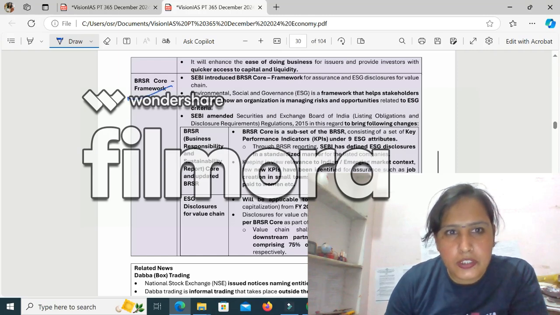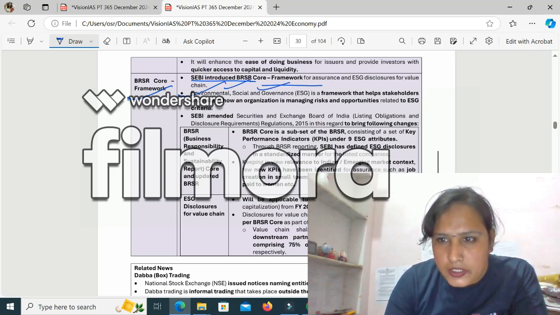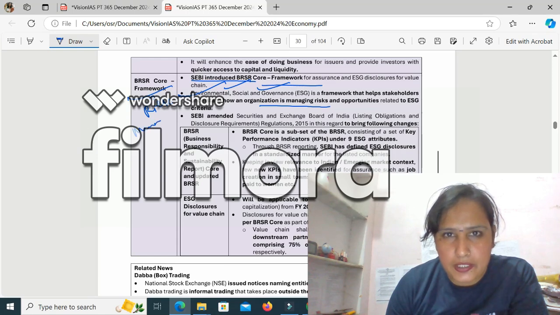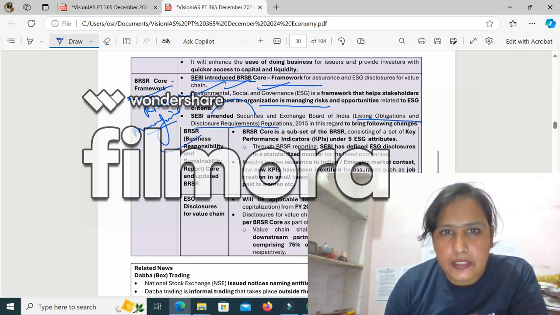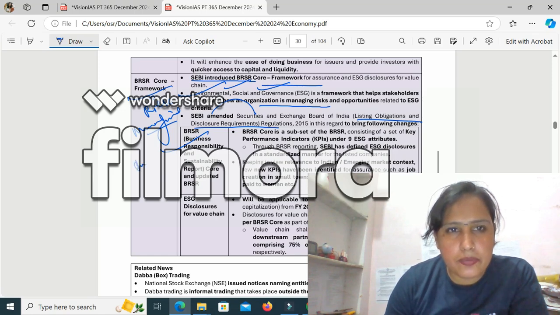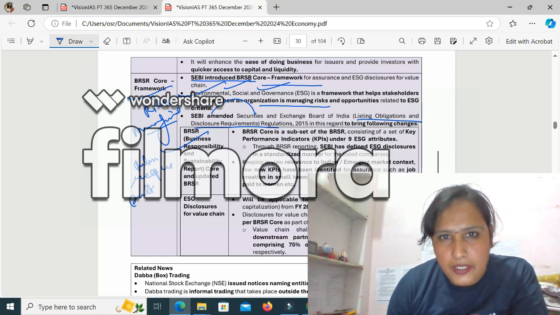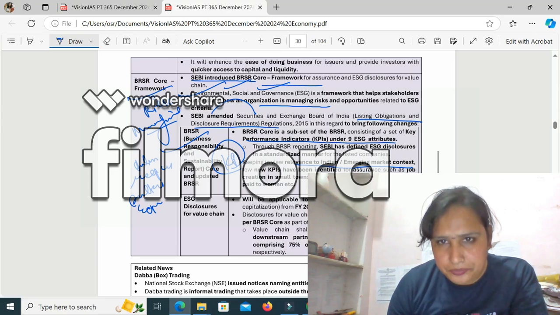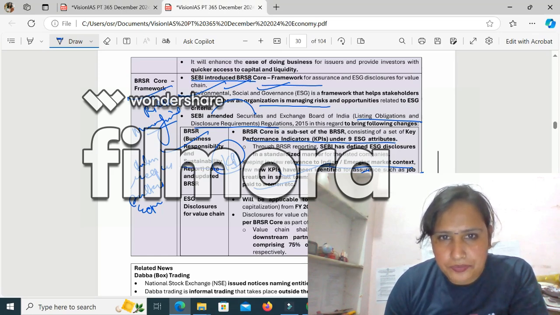Next is the core framework. SEBI introduced the BRSR Core framework. This framework helps with environment, social and governance, and helps stakeholders understand how the organization is managing risk. SEBI is amending the listing and disclosure requirements. First is the Business Responsibility and Sustainability Report. This report is based on key performance indicators relevant to Indian emerging markets. KPIs are indices like key performance indicators. These indicators may be openness of business, gross wages paid to women, and small town business. All of this is included in the Business Responsibility and Sustainability Report.